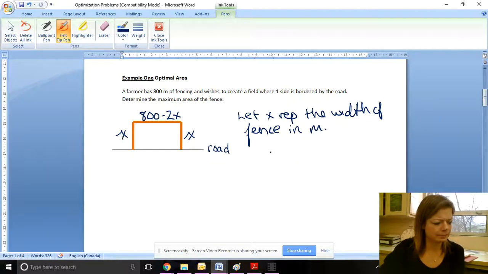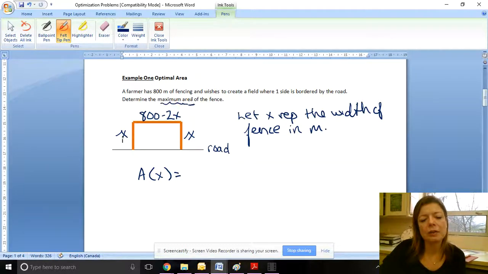Okay, so then we can create a function. So notice that it wants us to determine the maximum area. So that means you need an area function which you maximize. Okay, so be careful to look at what they're actually asking you to maximize. That will tell you the function. So them asking you to find maximum area means you need to find an area function. So our area then is X times 800 minus 2X.